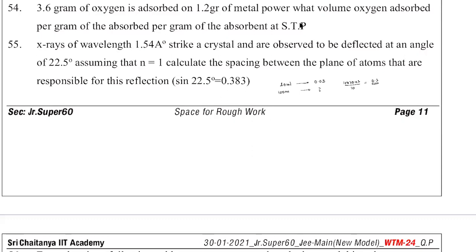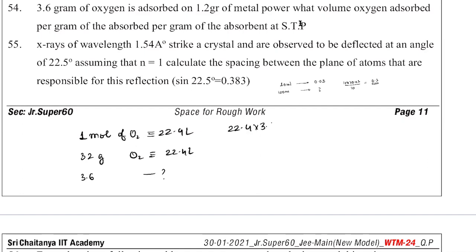Okay, let's see this now. 3.6 grams of O2 is absorbed here. We know that 1 mole of O2 will occupy 22.4 liters of volume at STP. So 32 grams of O2 occupies 22.4 liters. So how much volume will 3.6 grams occupy? So 22.4 into 3.6 divided by 32 liters. This much volume is occupied.